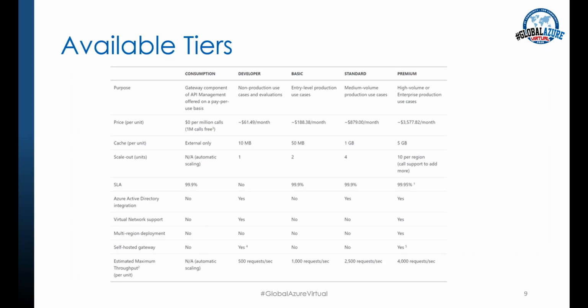So there are 5 available tiers at this time. A new tier that was added recently is called the consumption tier. So think of it as a serverless option. There's also a self-hosted gateway, which is currently in preview and is only available in the developer and premium tiers. On the consumption tier, there is currently no developer portal, and there are other limits, but I'll get into those details a little bit later.